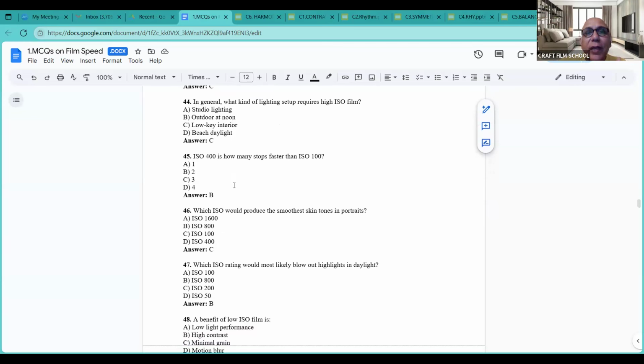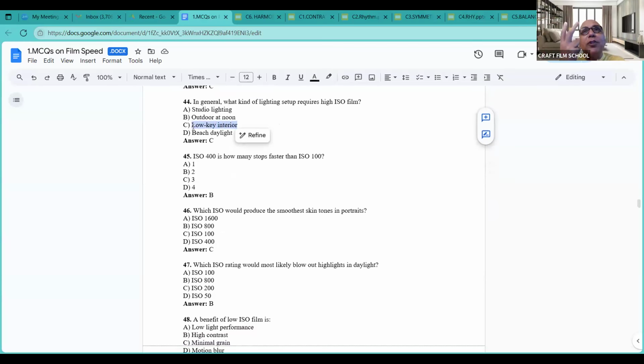Whenever there is very low light, you need to boost up the light level, which means in low light conditions, you need to do the lighting. So, low key interior, please try to understand the meaning of this low key. There are two terms which are used in the lighting.